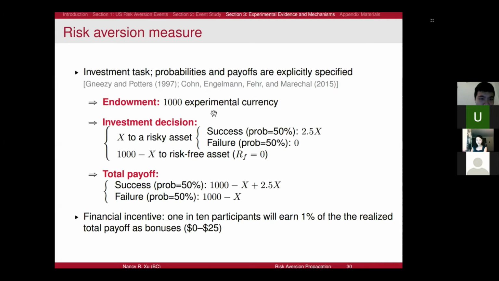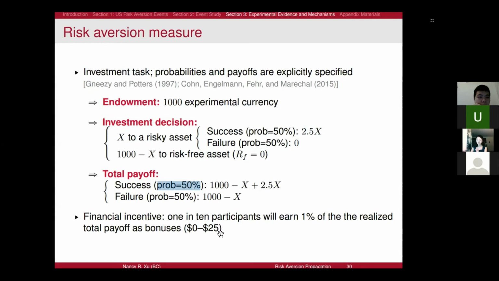How to measure risk aversion? We built on Gneezy and Potters' paper, also used by Cohen's paper, meaning I give you $1,000, and I tell you exactly the outcome of this risky investment. And for the rest of the share, you put it in a risk-free asset with no returns. So it's like cash versus risky asset. And I tell you exactly the payoff probability, so there should be no ambiguity right there.